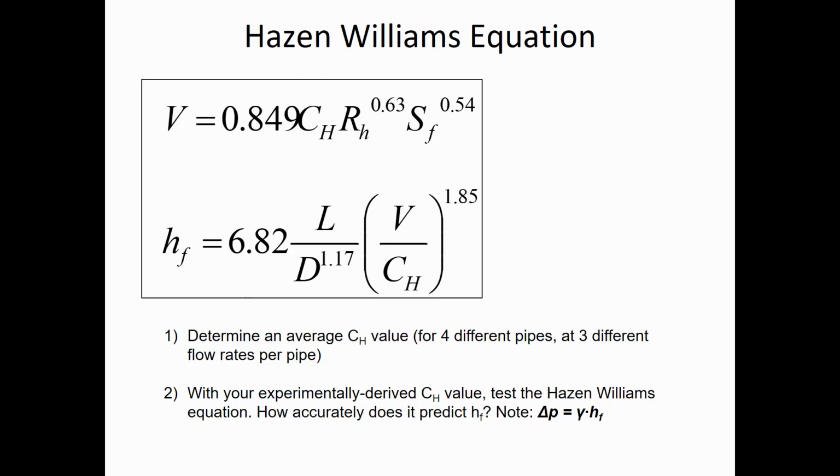So the experiment that you need to design should have those two objectives, those two phases of the project: finding the C sub H value and then testing the Hazen-Williams equation. Does that make sense to everyone? Any questions about this? Yeah.